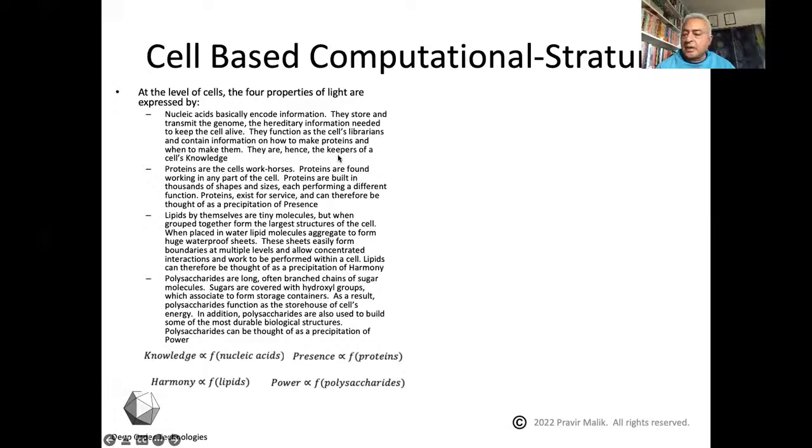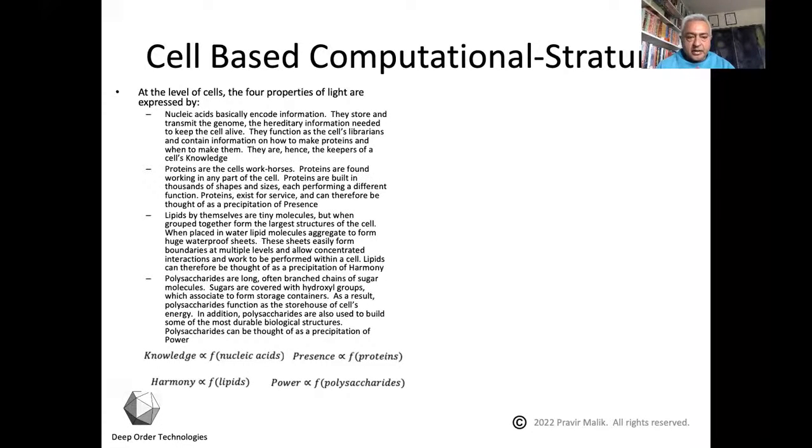And so we can say that they are basically the keepers or an expression of light's property of knowledge. Proteins can be thought of as the cell's workhorses and therefore are a precipitation of light's property of presence. Lipids are tiny molecules, but when grouped together can form large structures in the cell, essentially create natural compartmentalization and therefore set up the basis of harmony. And polysaccharides, long branch chains of sugar molecules, can be thought of as storage containers and also repositories of energy, and therefore carriers of light's property of power.